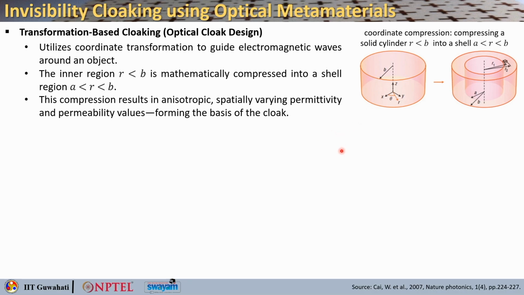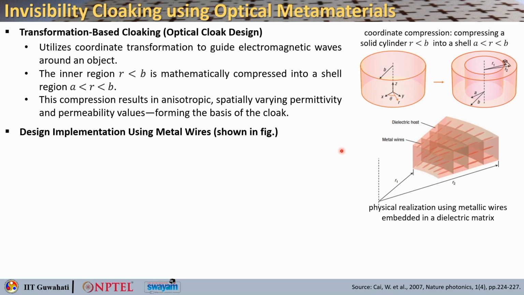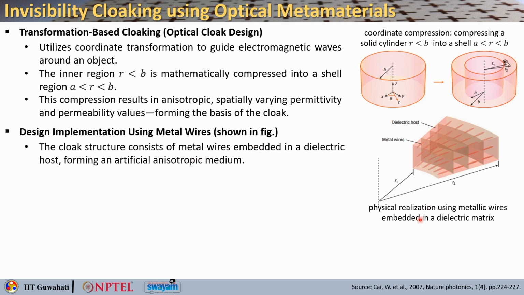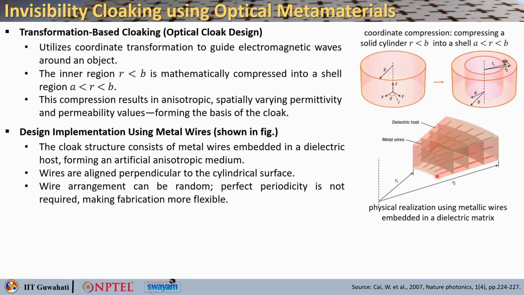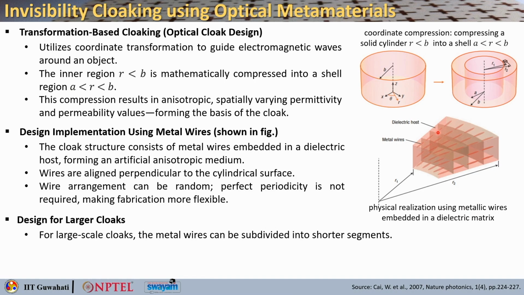So, this compression results in anisotropic, spatially varying permittivity and permeability values, and it will form the cloak. So, you can implement this using metal wires, okay. That allows you to have the physical realization of this kind of cloak. These are basically metal wires embedded in a dielectric host, which is forming an artificial anisotropic medium. The wires are aligned perpendicular to the cylindrical surface, and the arrangement can be random. So, perfect periodicity is not required. That gives your fabrication a little bit of flexibility.